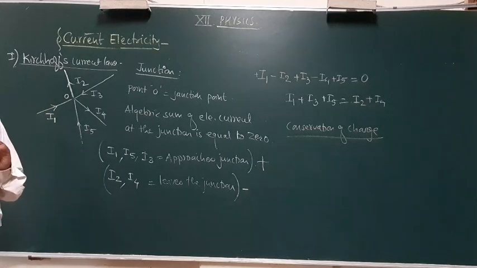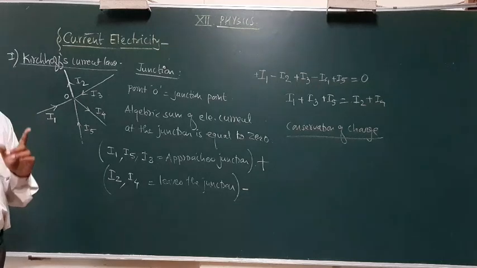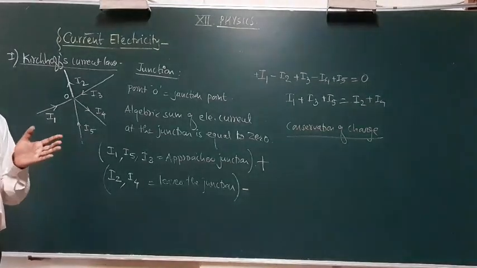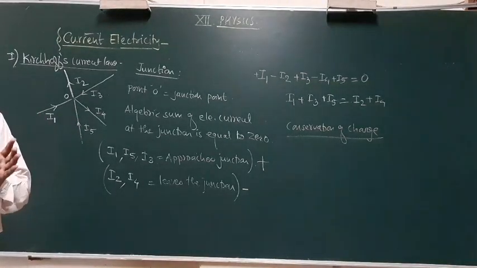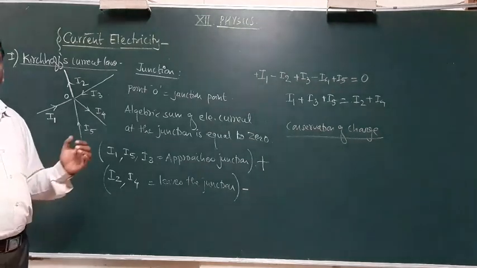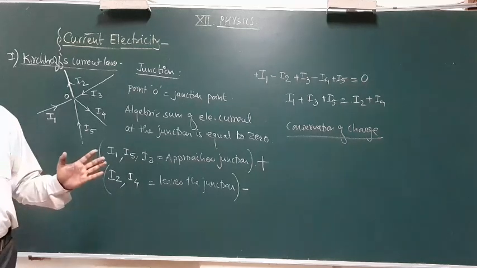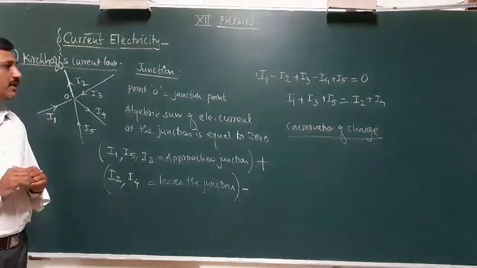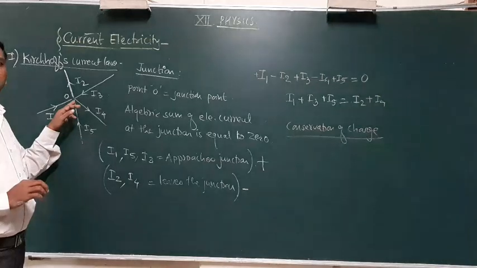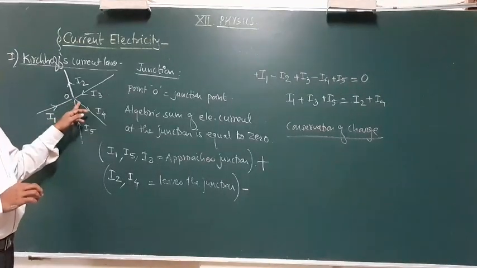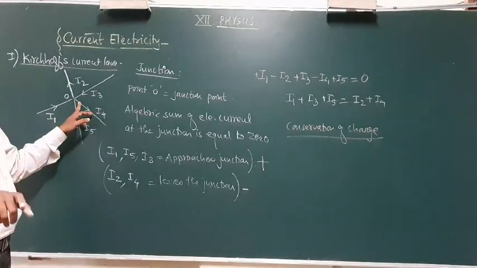Now, let us revise what we studied in Kirchhoff's first law, or Kirchhoff's current law. First, the meaning of junction: two or more than two conductors carrying current meeting at one single point is called a junction. Current approaching the junction is treated as positive. Current leaving the junction is treated as negative. And Kirchhoff's first law is that the algebraic sum of electric current at the junction is zero. From that, current is a scalar.